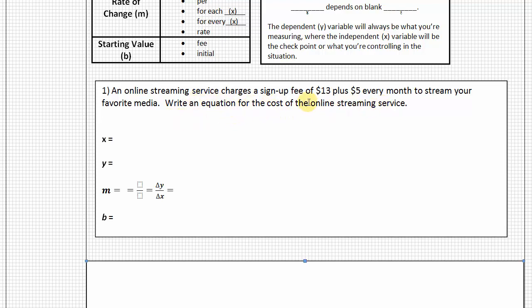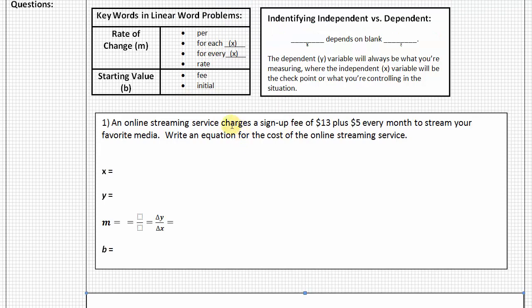We need to write an equation for the cost of the online streaming service. So look and compare this to some of the information up here. How do you think we would fill this in? Pause the video maybe and fill it in, or pencil it in, or at least think about what you'd put in for each spot.